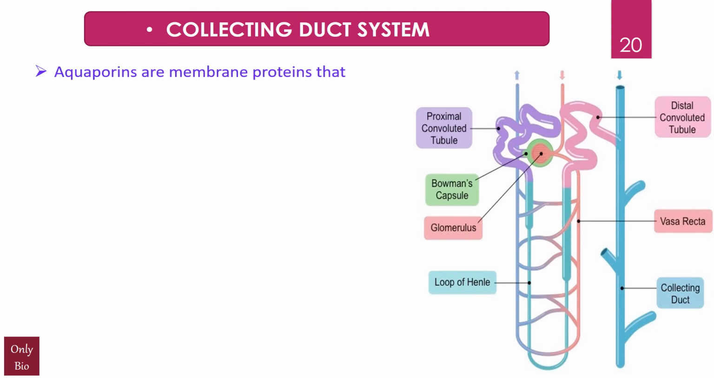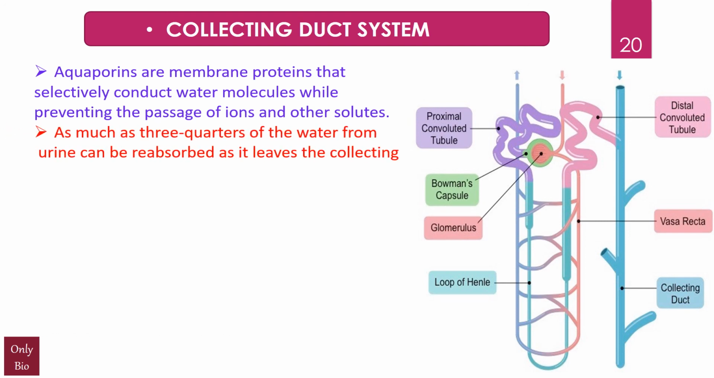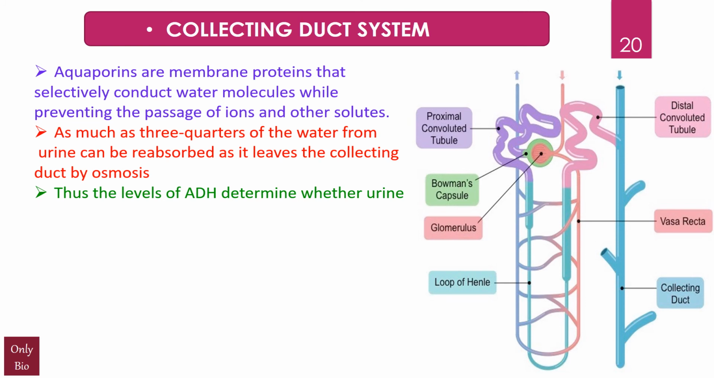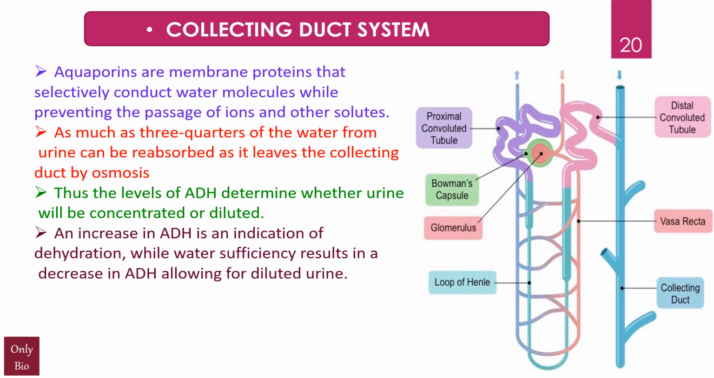Aquaporins are membrane proteins that selectively conduct water molecules while preventing the passage of ions and other solutes. As much as three-quarters of the water from urine can be reabsorbed as it leaves the collecting duct by osmosis. Thus, the levels of ADH determine whether the urine will be concentrated or diluted. An increase in the ADH is an indication of dehydration, while water sufficiency results in a decrease in ADH, allowing for diluted urine.